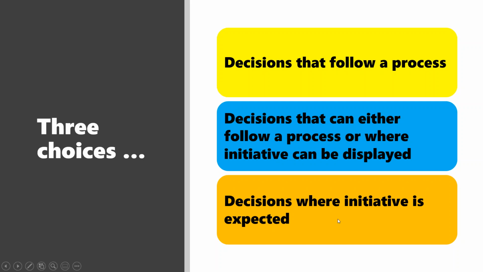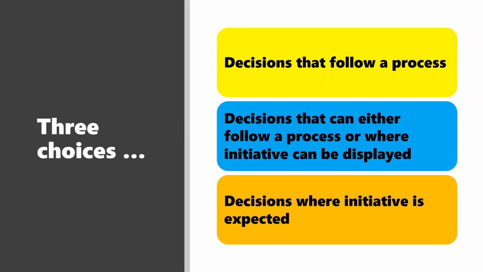So what I'd suggest you might like to do in one of your team meetings is you get a whiteboard and you draw 3 columns, and in one column over on the left hand side you say decisions that must follow the process, and you ask your team members to indicate to you what those decisions are.